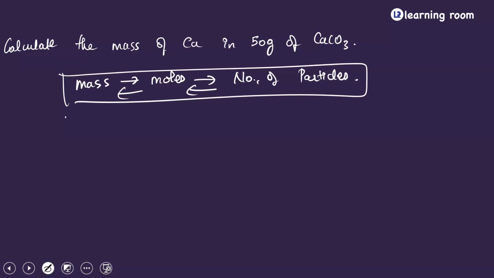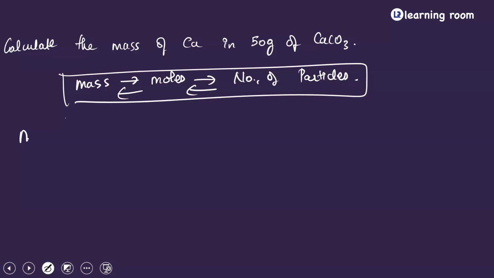Now, so they have given you what? Calculate the mass of calcium in 50 grams of CaCO3. Correct? So first what should I find out? If I wanted to find out the mass of calcium in 50 grams of calcium carbonate, first I should know the number of moles.